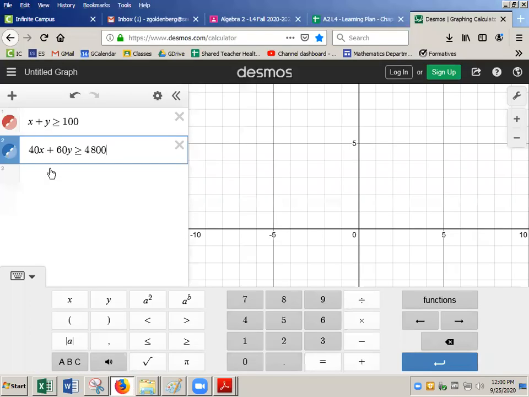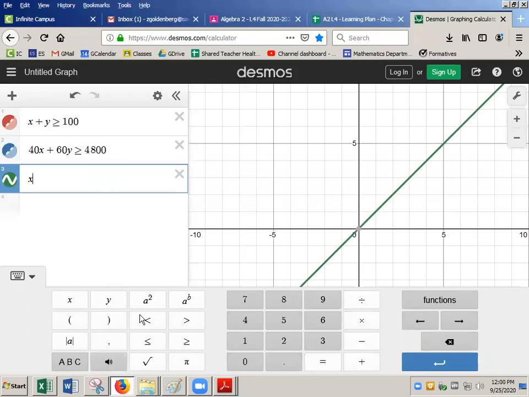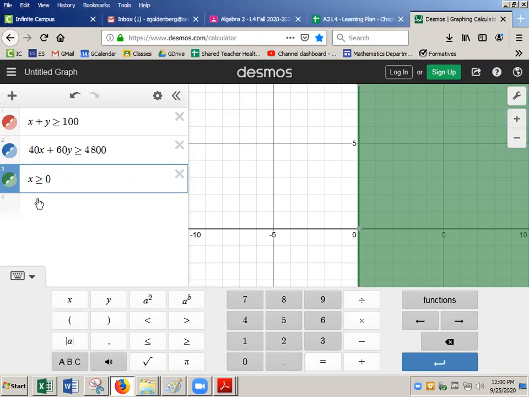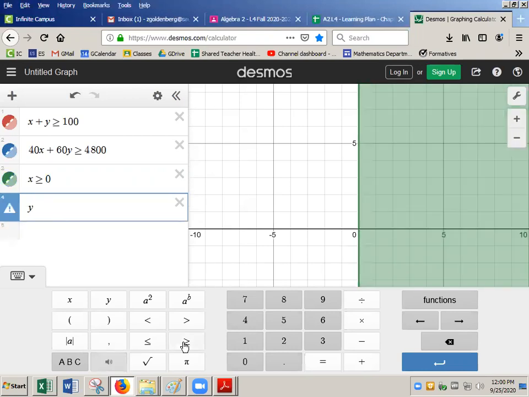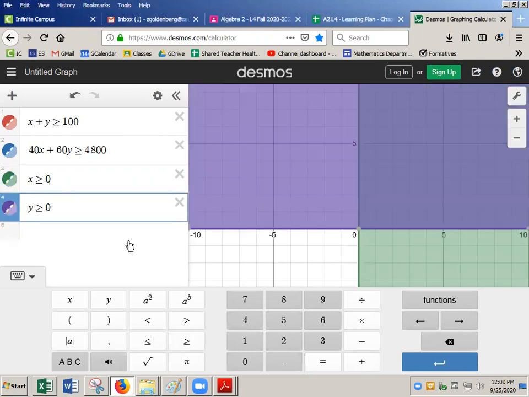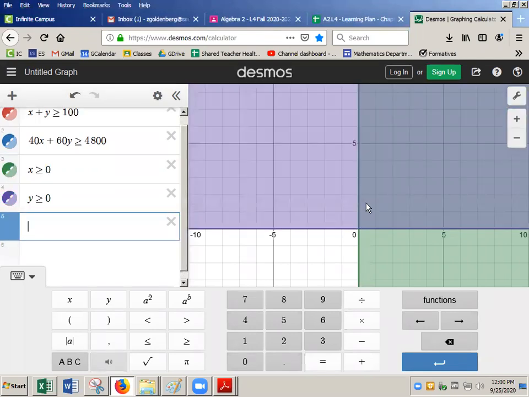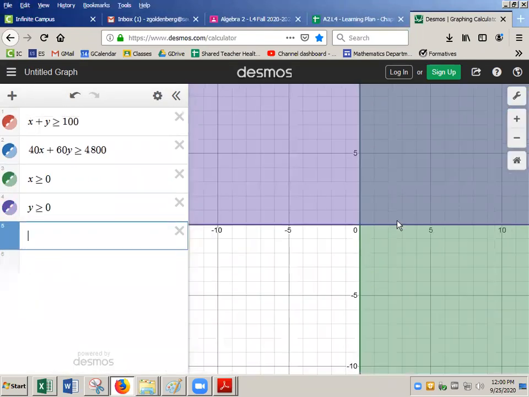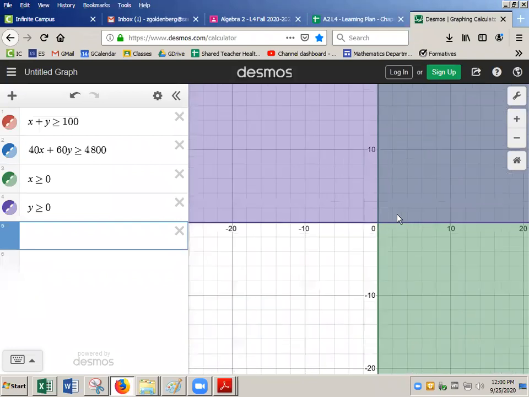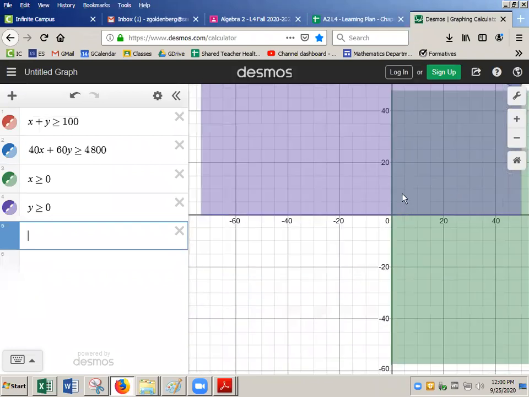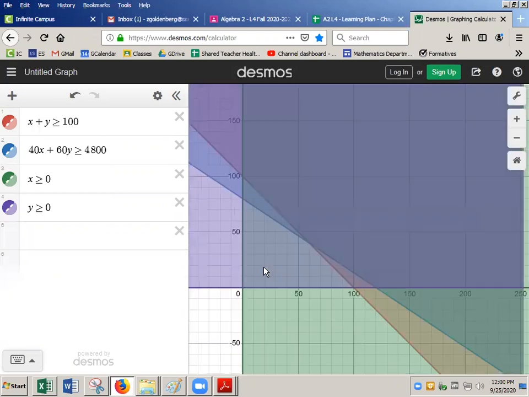Now I'll jump back into Desmos here. I'm going to say x is greater than or equal to 0. And the last one here is y is greater than or equal to 0. All right, now we have everything we want. Let's shrink this. Let's back up a little bit. We're going to have to back up a fairly significant amount, but that's okay. We're going to pull this around.